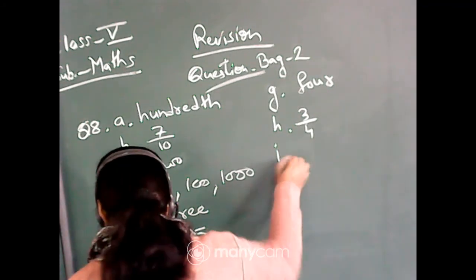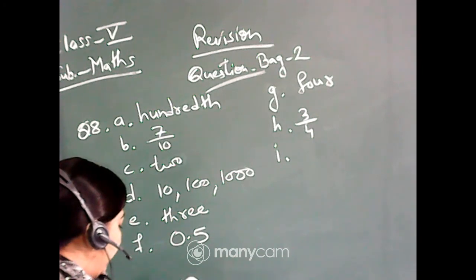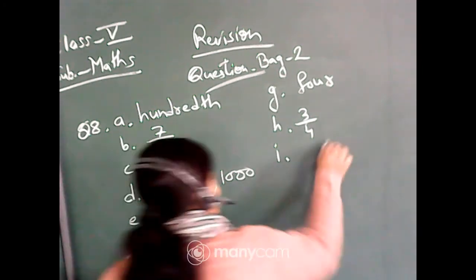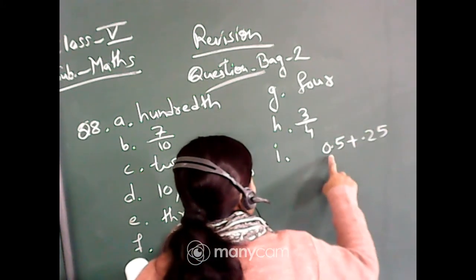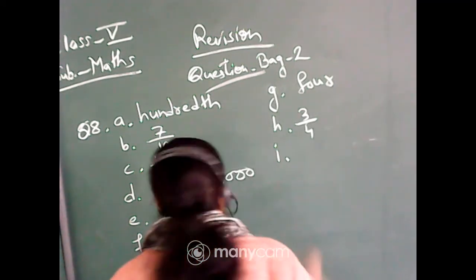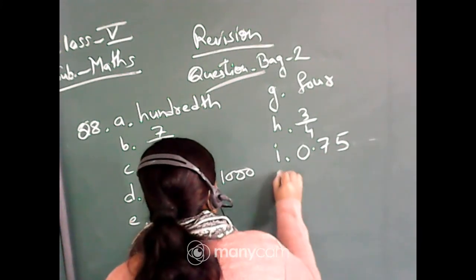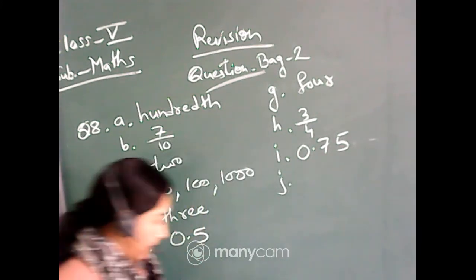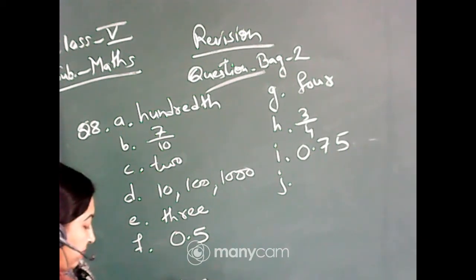Now number I. 1 by 2 plus 0.25 is equal to dash. In decimal you have to write 1 by 2 means 0.5 plus 0.25. When you are adding 5 plus 2, 7, sorry, 0.75. So the answer will be 0.75 when you are adding. Next one, 1.64 expressed as a mixed number. That means you have to form the mixed fraction.